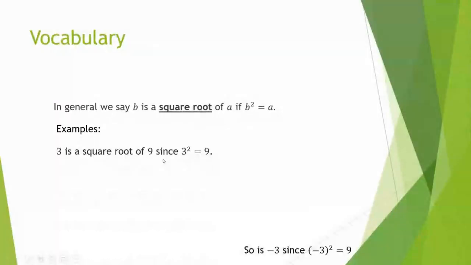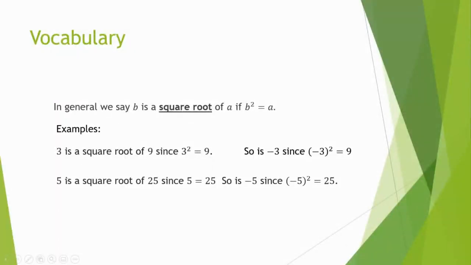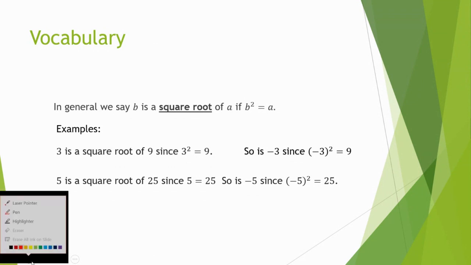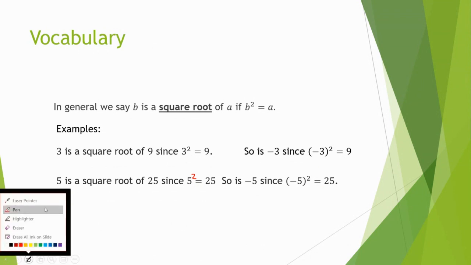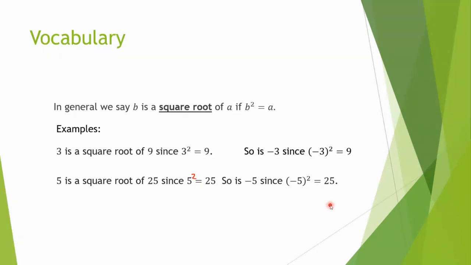And so we have another example here. 5 is a square root of 25. And why is that? Well, again, that's because 5 squared is 25, meaning 5 times itself. And so -5 is also a square root, again by our sign rules. So 25 has 2 square roots.